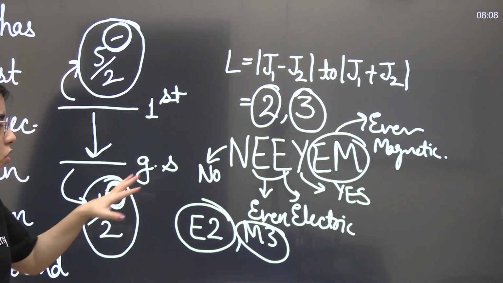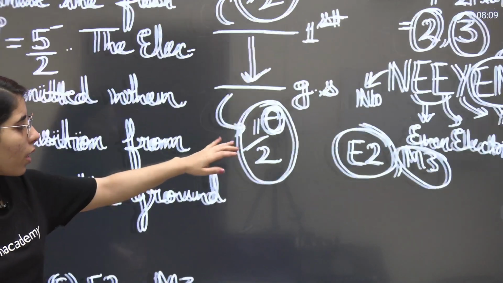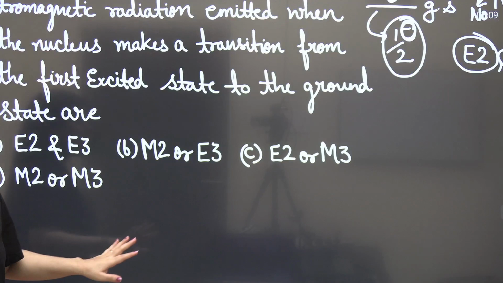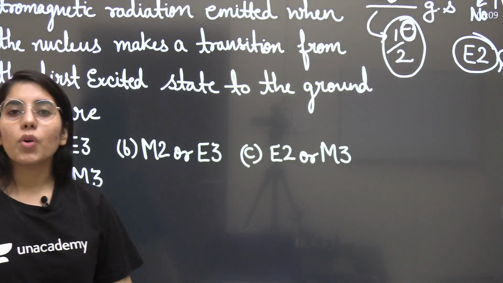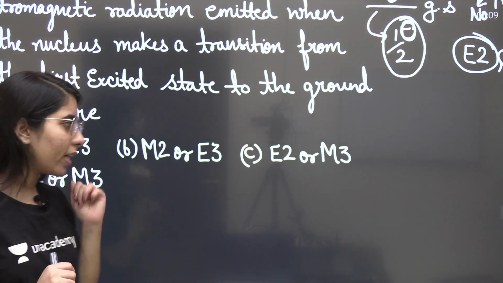Okay, another thing. So you got to know about E2 and M3. Now have a look at the options given to you. Is there any one where we have E2 and M3 written? Yes. Where? It's going to be in option C. That's going to be your right answer, and that's how you are going to get your final answer for any such question.